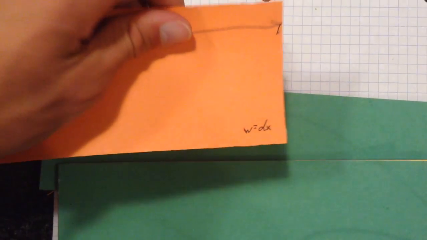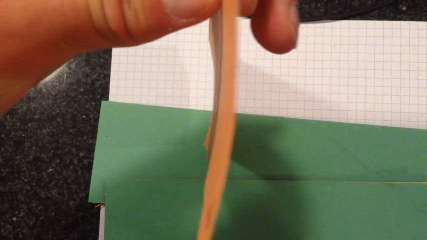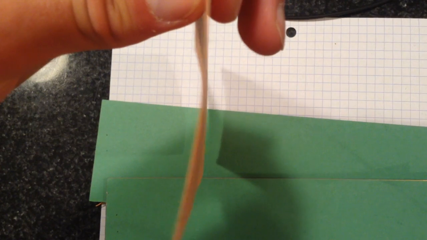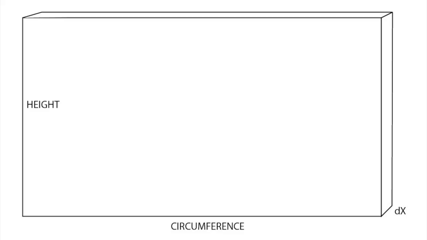Now we want to find volume, so we need a third dimension, the width, which would in this case just be dx, which is infinitesimally small. It ends up looking like this rectangle where we have our height, circumference, and our dx as width.